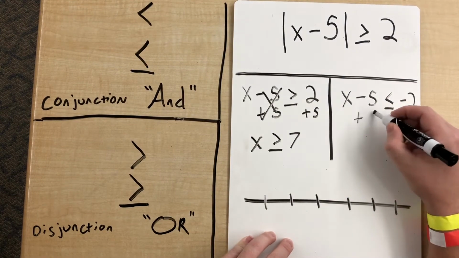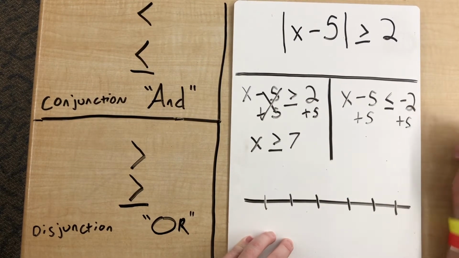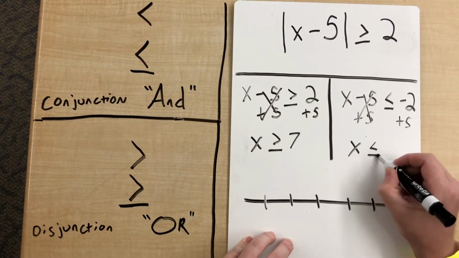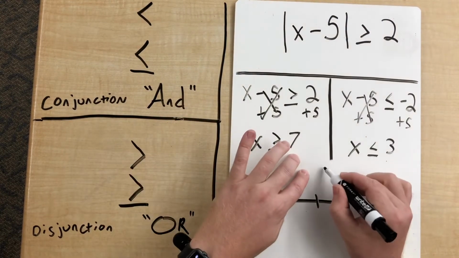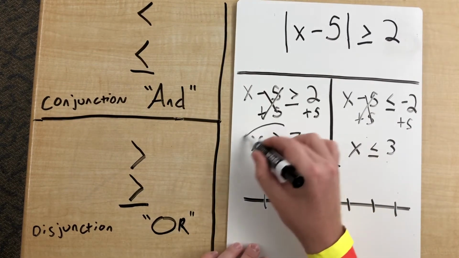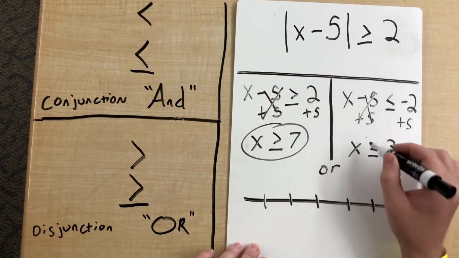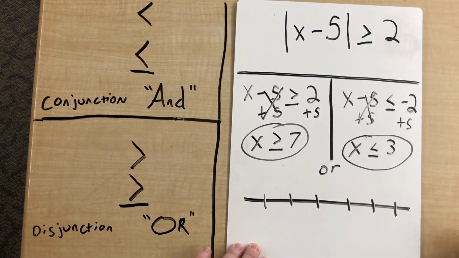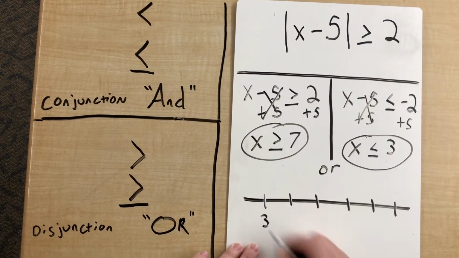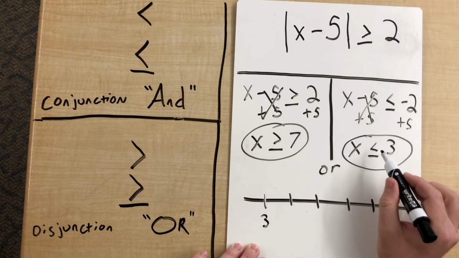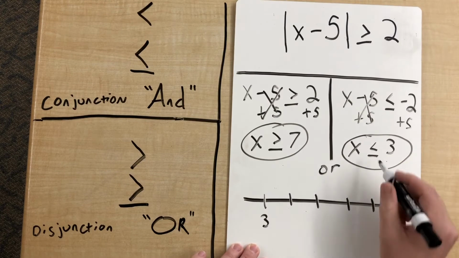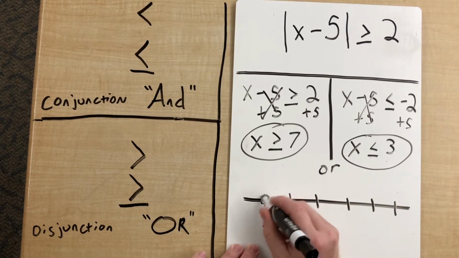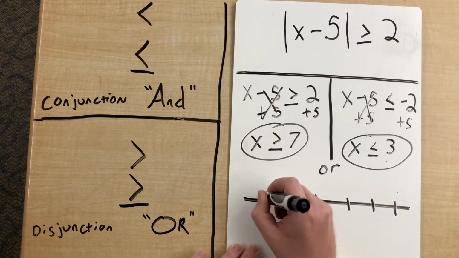We add 5. x is less than or equal to negative 2 plus 5, which is 3. There we have our or statement's solution. x is greater than or equal to 7, or x is less than or equal to 3. Let's graph. If this is 3, x is less than or equal to 3. I'm going to be using this equation first. x is less than or equal to 3. It's going to be a filled-in circle, graph going to the left.